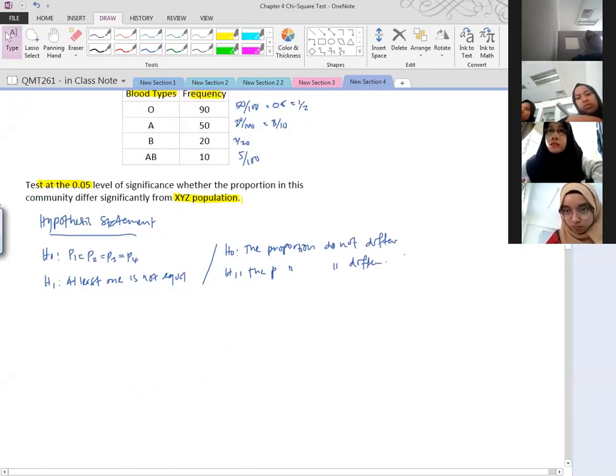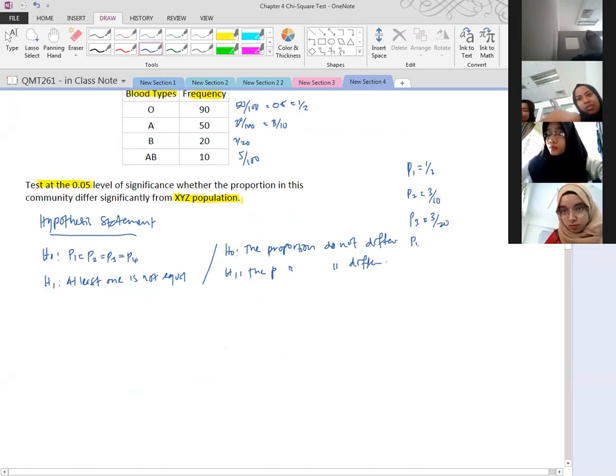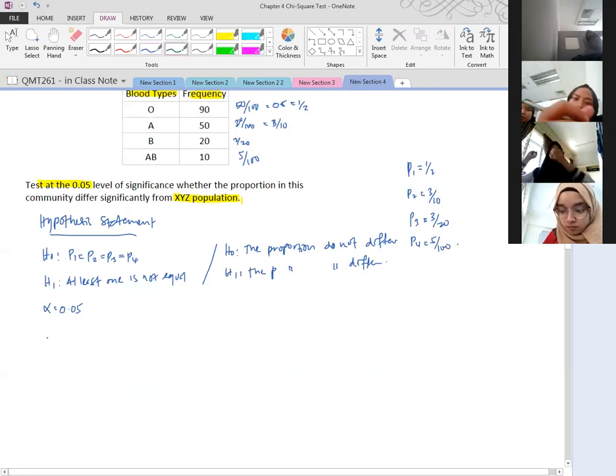So we know from here that P1 is equal to 1 over 2, P2 is equal to 3 over 10, P3 is equal to 3 over 20, and P4 should be equal to 5 over 100. Alpha is 0.05. The next step is we want to find the test statistic.